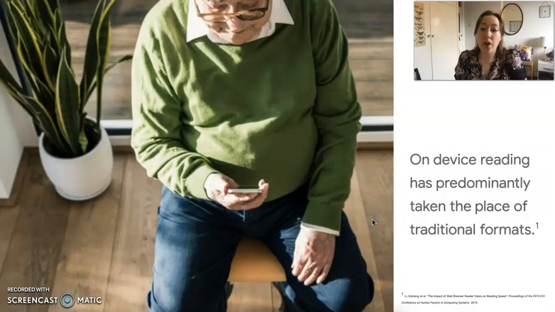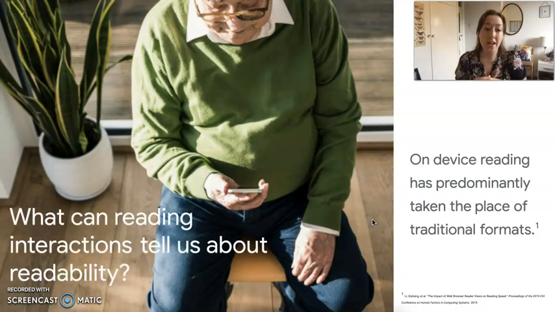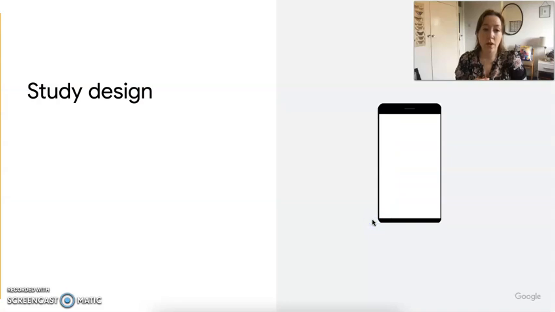We know that on-device reading has predominantly taken the place of traditional format. Most people now are reading on phones, devices, iPads. And this gives us a really unique opportunity to observe how people interact with text as they read. So in this study and this paper, we're really looking at what reading interactions can tell us about readability. In our study, there are three main steps.